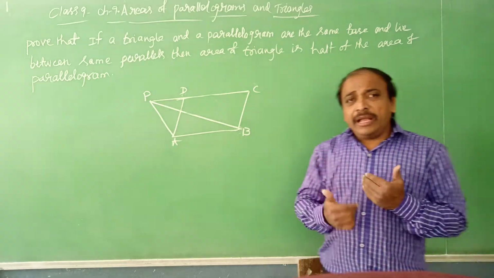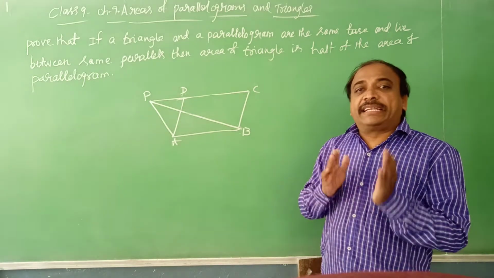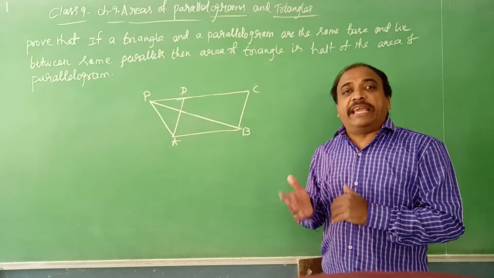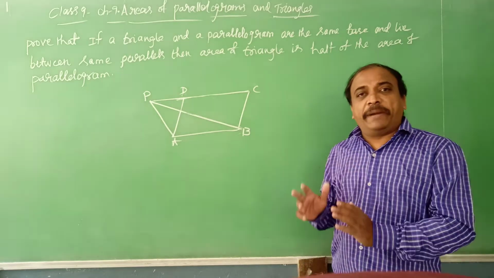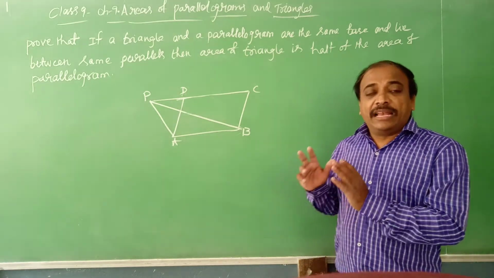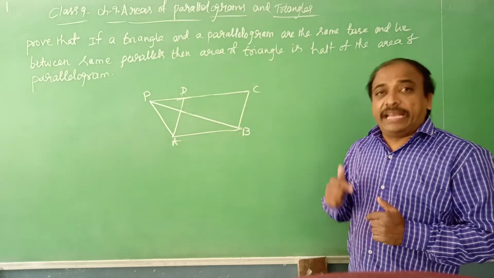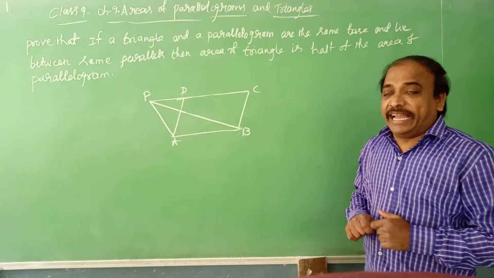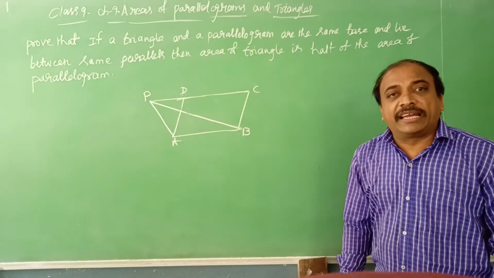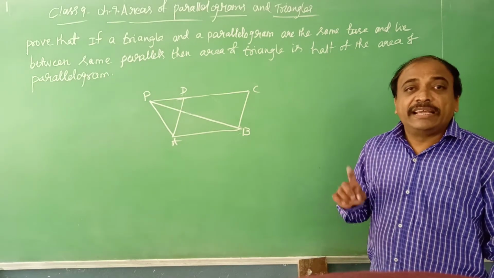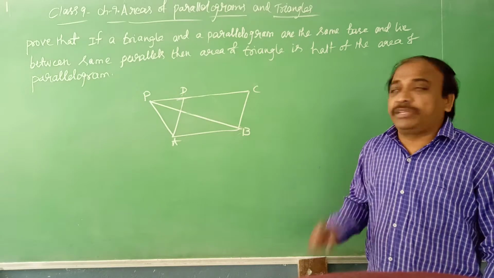Now, if a triangle and a parallelogram are on the same base and lie between the same parallels, then the area of the triangle is half of the area of the parallelogram.